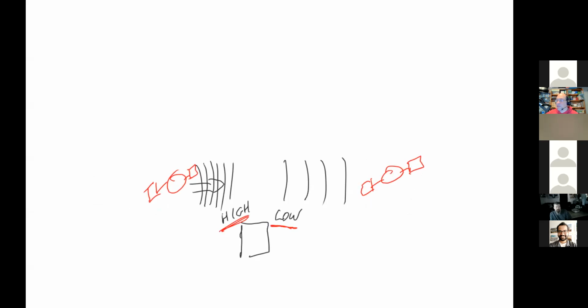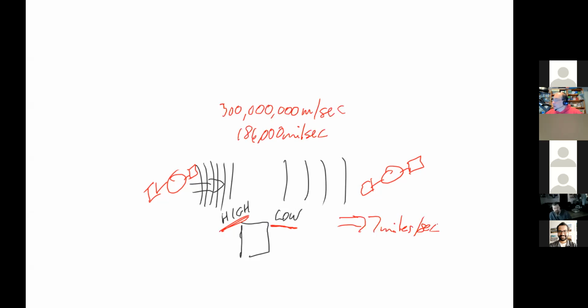Now, unlike sound, how fast does light travel? 300 million meters a second, which is about 186,000 miles per second. And a satellite will be moving at, let's say, 7 miles per second, which is pretty darn fast, right? But it's still not that big compared to 186,000 miles per second, but it is enough to cause a noticeable Doppler shift.